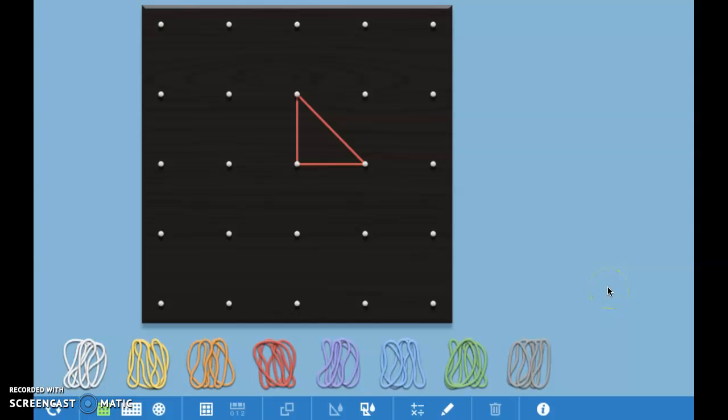A common error that I have found with the geoboards, when looking at this right triangle, is assuming that since this side length is 1 and this side length is 1, this diagonal side length is also 1 because it goes from just one peg to another. Let's explore this a little bit further.